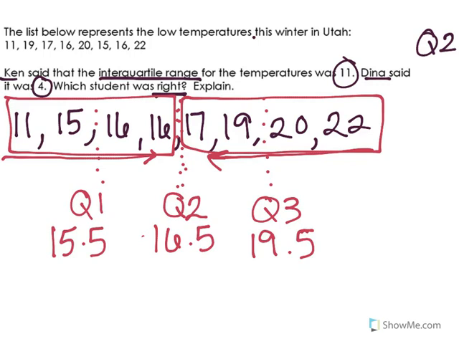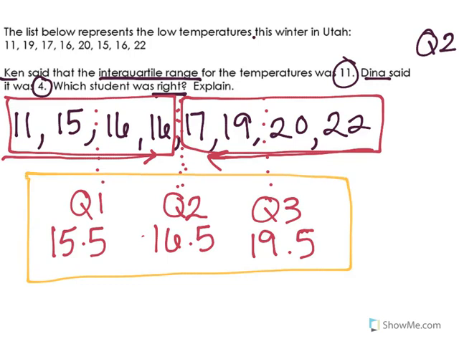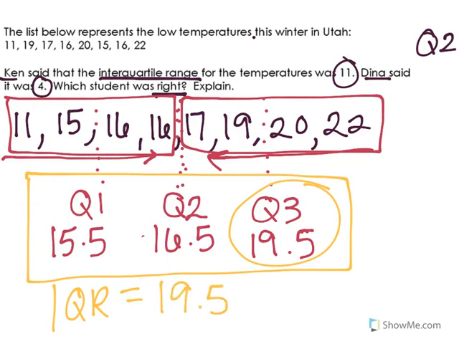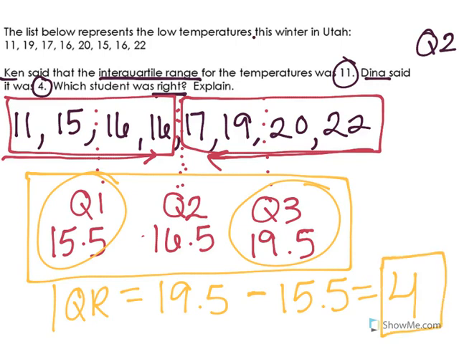So lastly, I'm going to use all of this information. If I have these 3 key pieces of data, I am able to find my interquartile range by taking quartile 3, which is 19 and 5/10, and subtracting, because I'm finding the difference, quartile 1, which is 15 and 5/10, which gives me an answer of 4. So the interquartile range of this data set is 4.